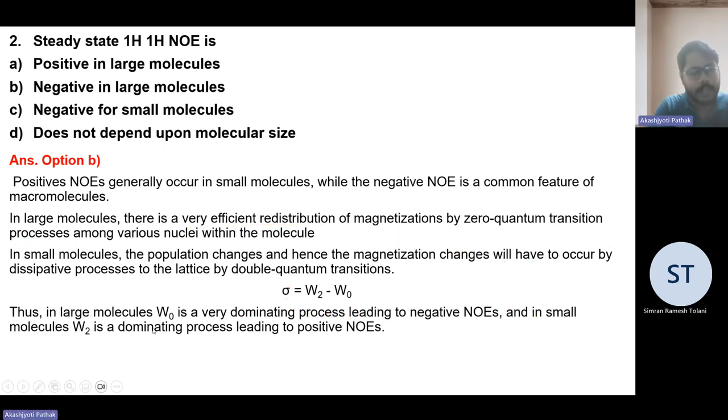Thus, in large molecules, W0 is a very dominating process leading to negative NOEs. So the net result will be negative, and it will be called negative NOE. But in case of small molecules, W2 is dominating, and so it will lead to a net positive value, and therefore it will be called positive NOE. So did you understand?